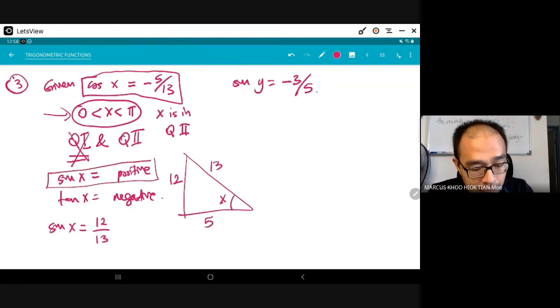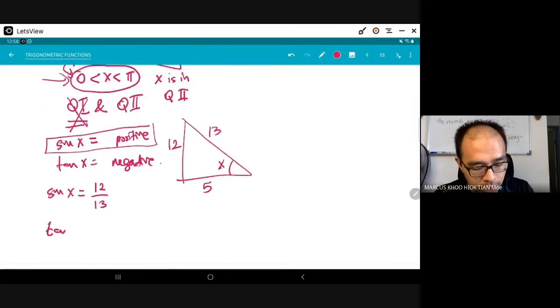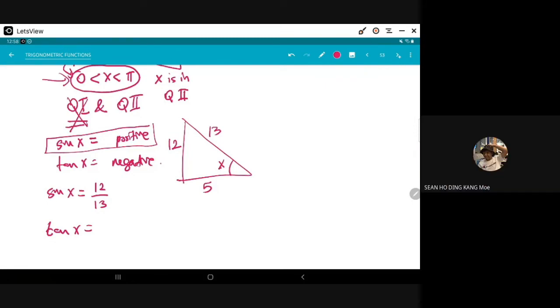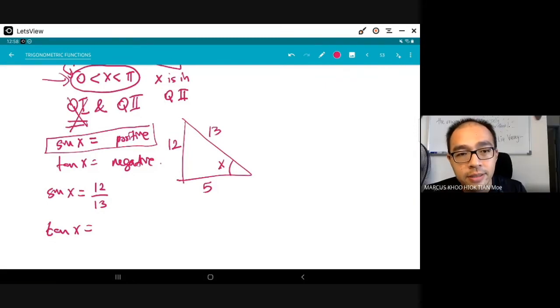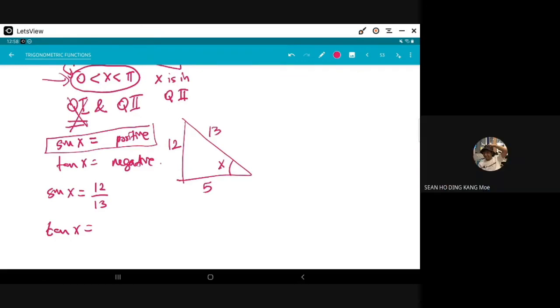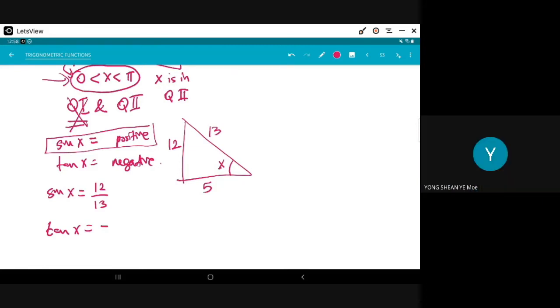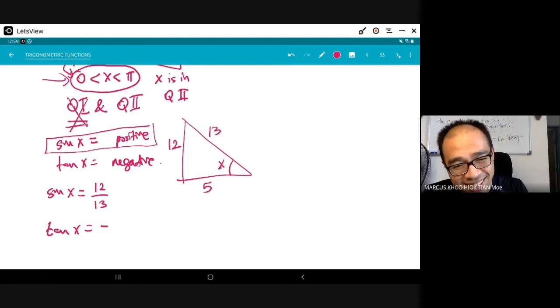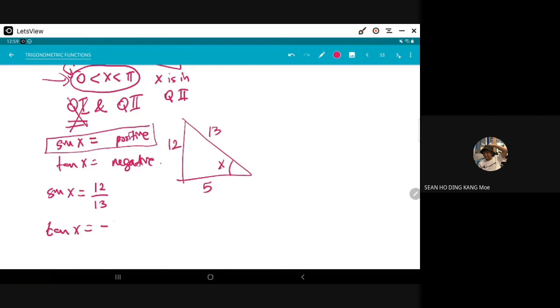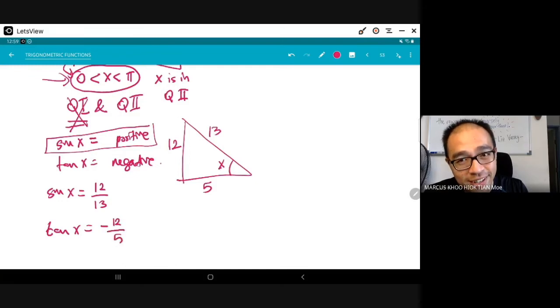So these two have to go hand in hand to work together to figure out what you need to know. Tell me what is the value of tangent x according to this triangle. 12 over 5? Nope, try again. 5 over 12 or 12 over 5? 12 over 5, negative. Negative 12 over 5. Okay, opposite over adjacent.